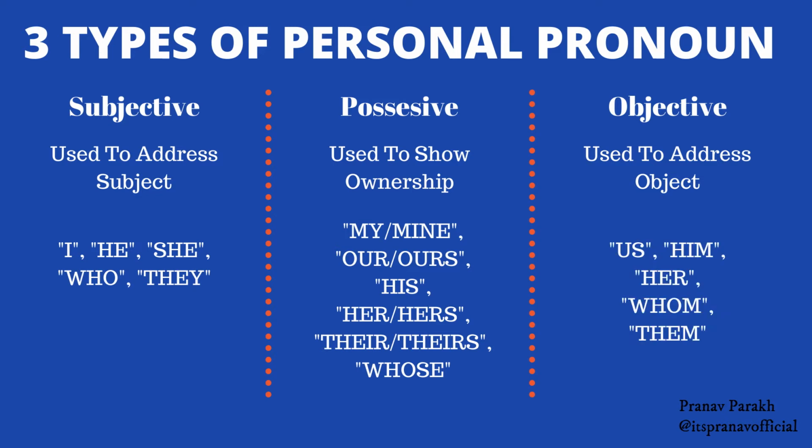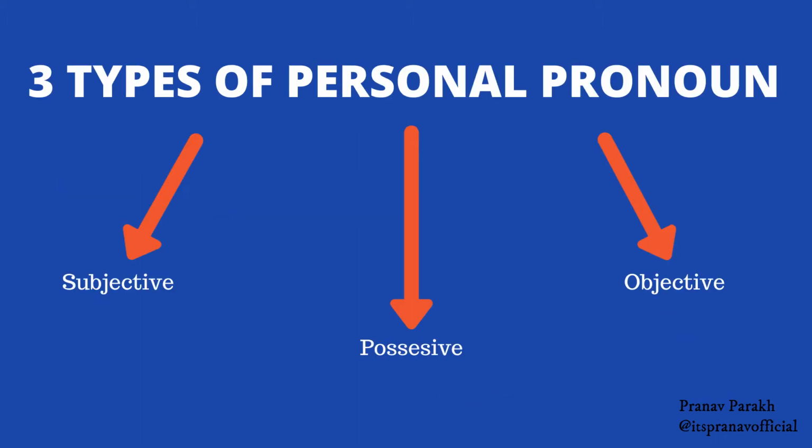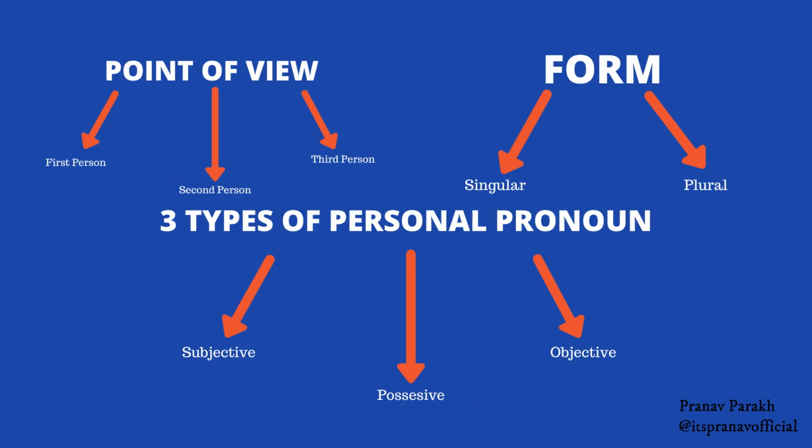So these are the types of different personal pronouns, and let's recap quickly so that we have a clear understanding. We talked about point of view, form, and three types of personal pronouns. These are the three things which we talked about so far. Now let's deep dive into each one of them and understand what it means with examples.